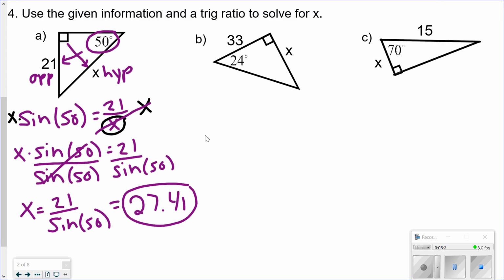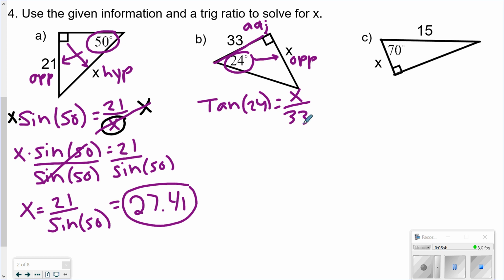All right, part B. So my angle measure is here. I need to solve for x. So if I look at where my angle measure is, x would be the opposite side, and 33 is the adjacent side, meaning I'm going to use tangent here. So tangent of 24 is equal to opposite, which we know is x, over the adjacent side, which is 33.